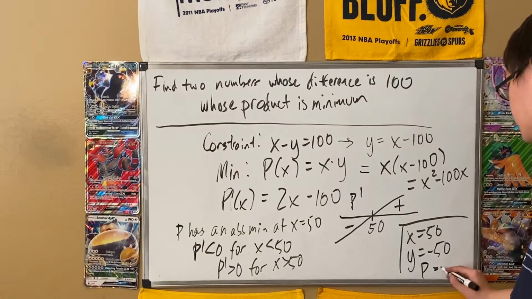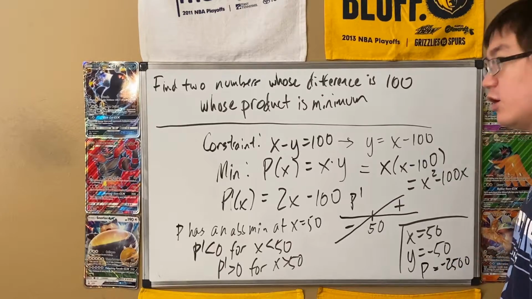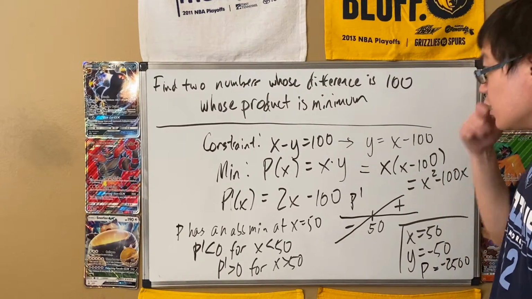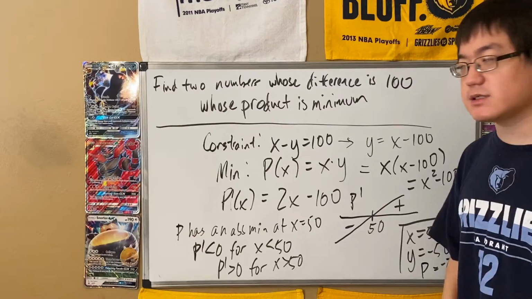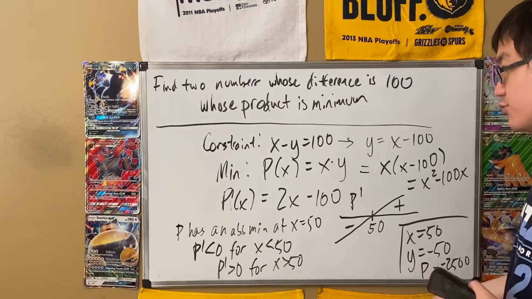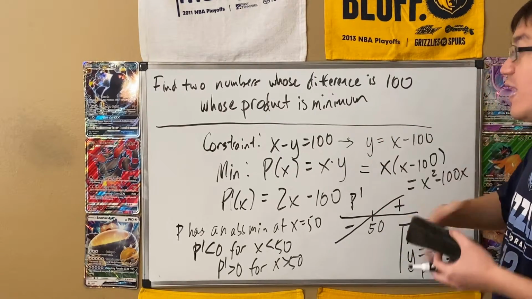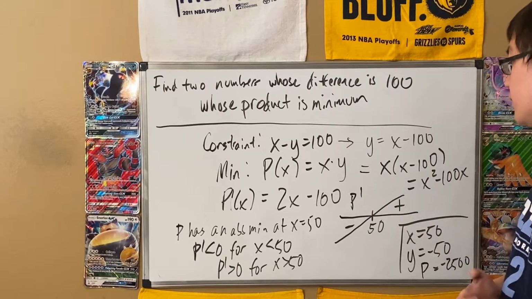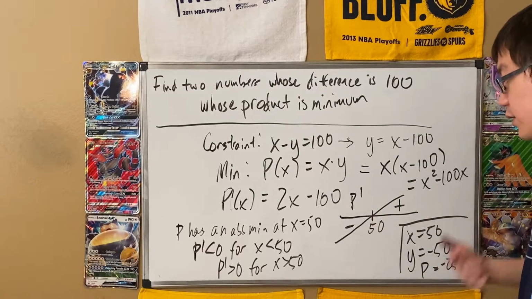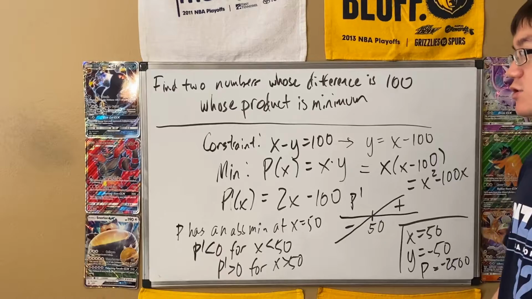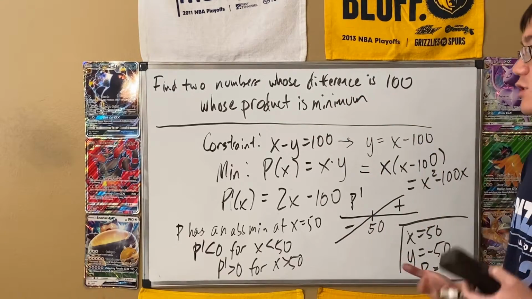That's going to be the minimum, negative 2500. So again, all we're doing is the same process. We sort of got a nice result here. Anytime you have the difference of two numbers, if you multiply them together, you will not get a smaller number than negative 250 if their difference is 100. But it's the same process as our previous question.